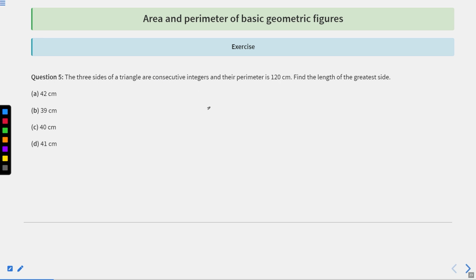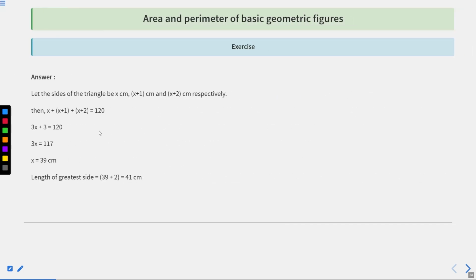So there is a triangle like this, and it says three sides of the triangle are consecutive integers. That means if one of them is x, then another should be x plus 1 and another should be x plus 2. Then only we will be able to say that they are consecutive integers. And it also says that their perimeter is 120 centimeter. Then find the length of the greatest side.